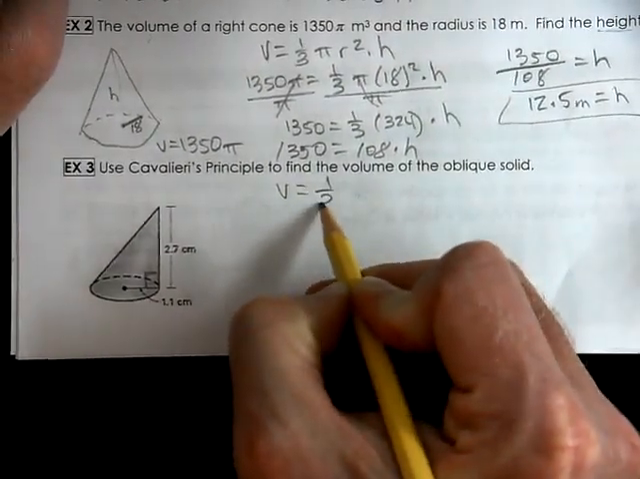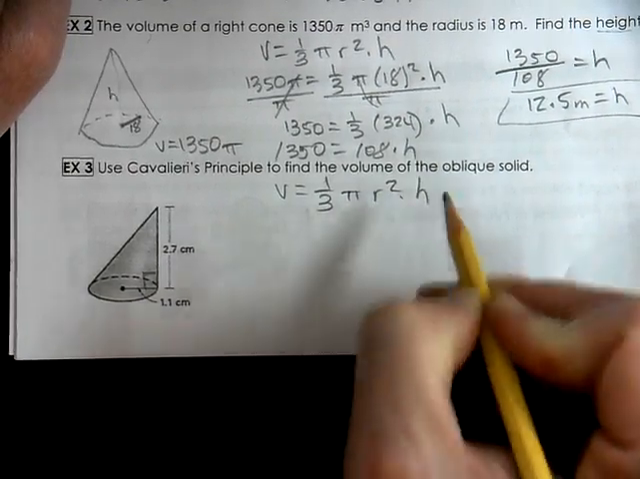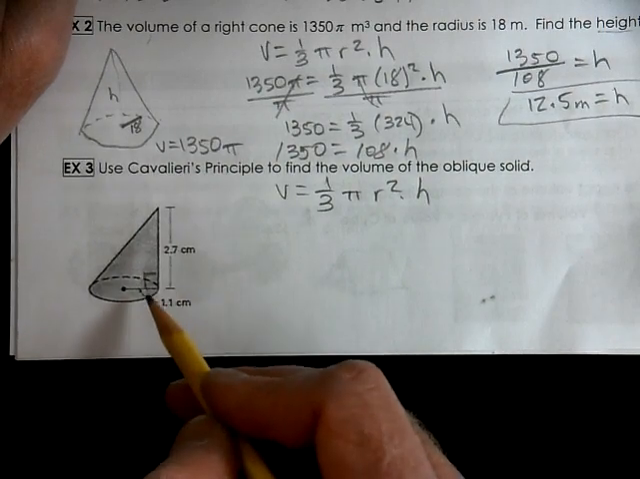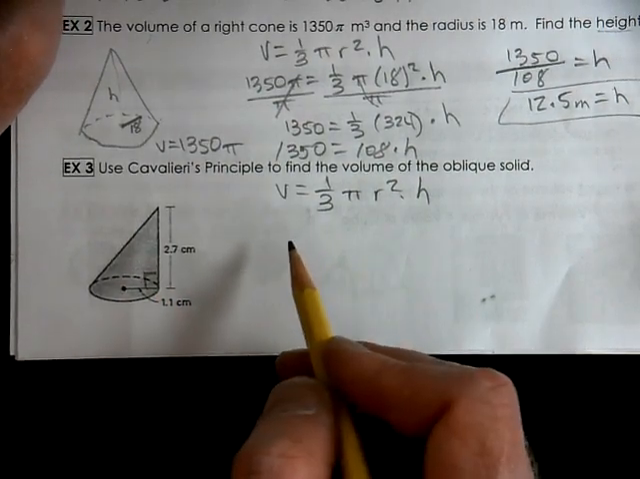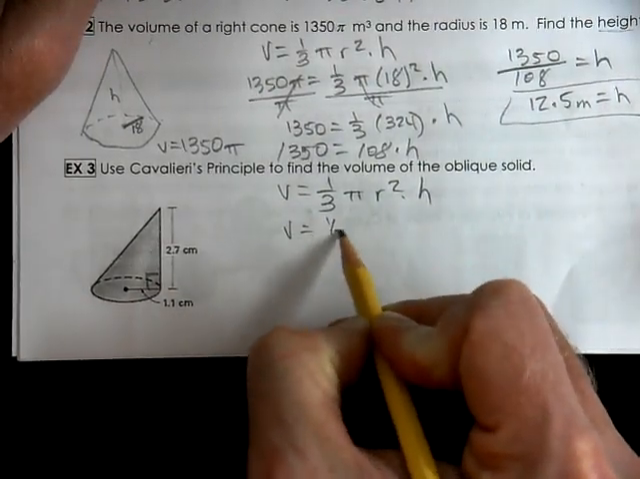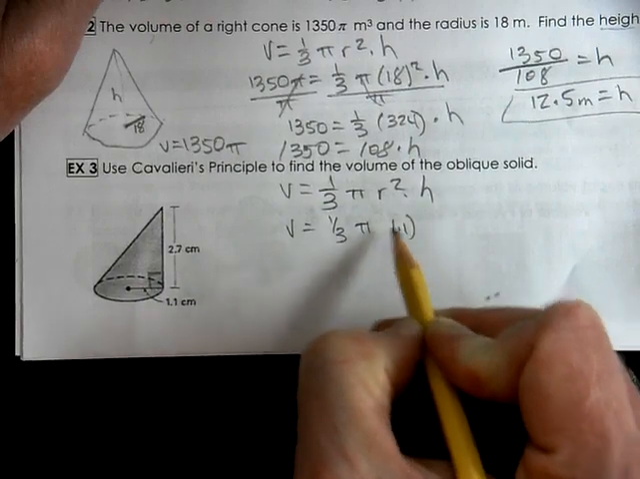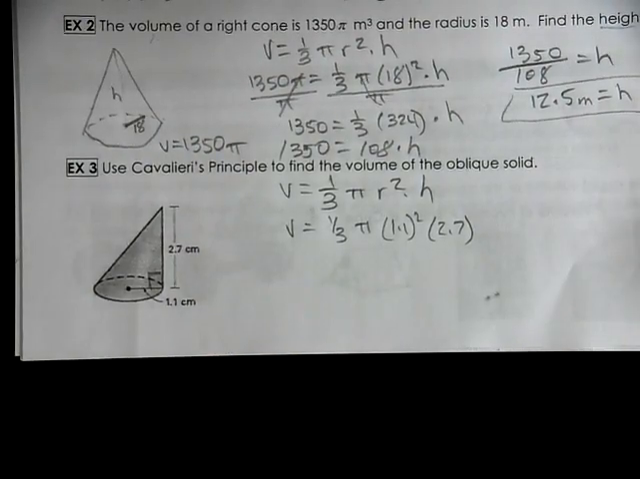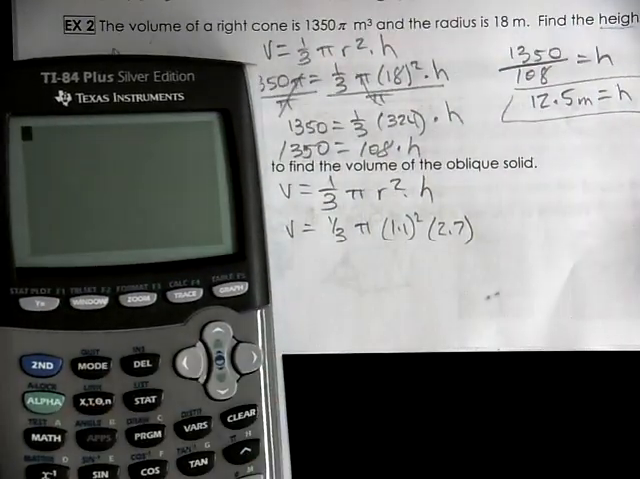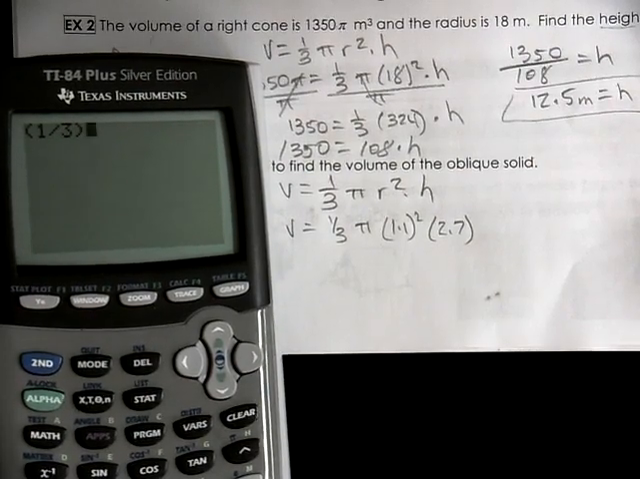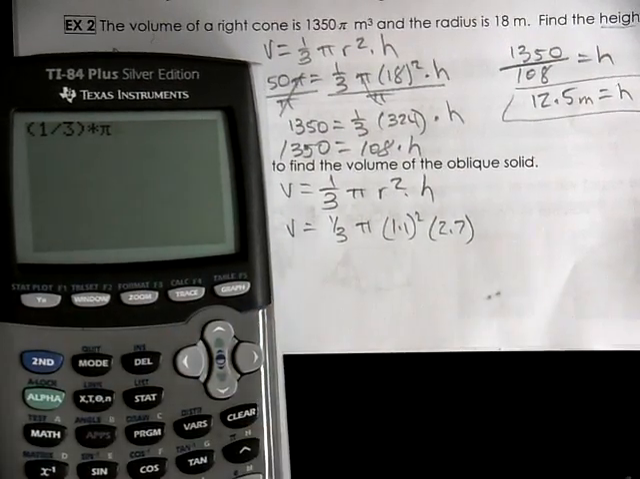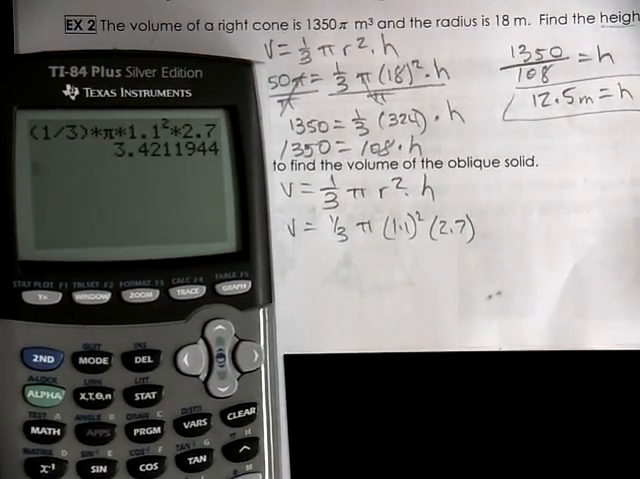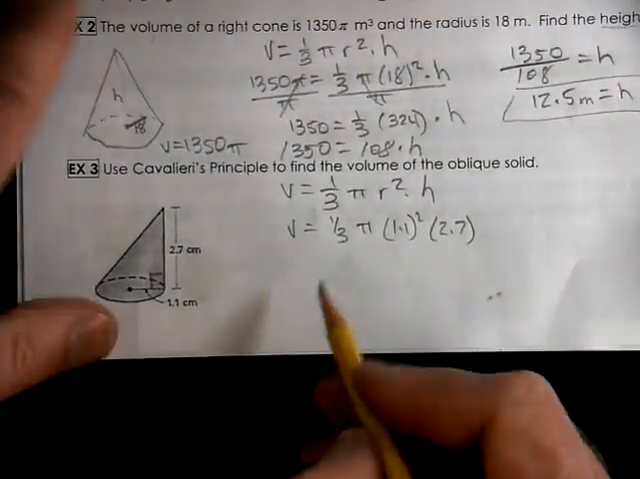We still use the same formula. And the side of our oblique cone is going to be the actual height because it's straight up. So our volume is 1/3 pi 1.1 squared times 2.7. We can type that into our calculator. So we get our 1/3 times pi times 1.1 squared times 2.7. That gives us 3.42.